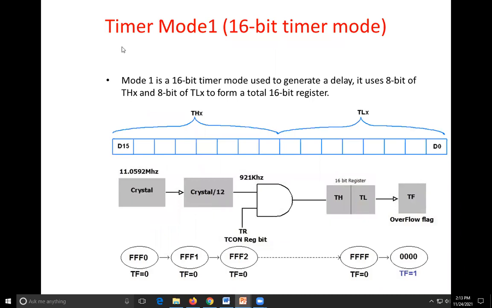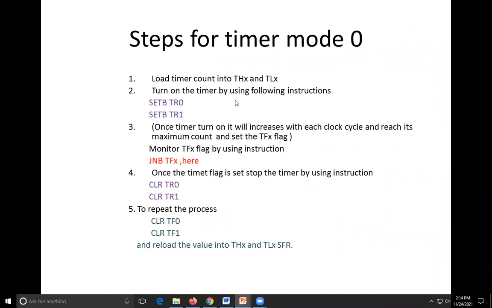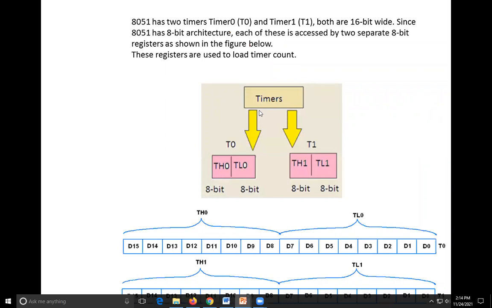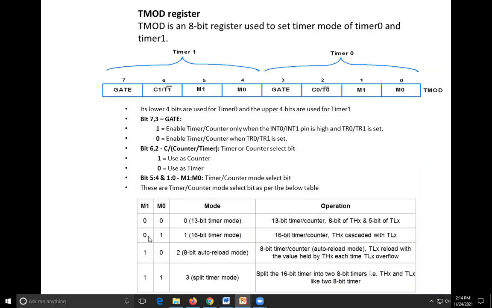Then timer mode 1. Timer mode 1 means what? You have to put the value of M1 and M0 as 0 1. Here this is timer 1, so we put 0 and 1.